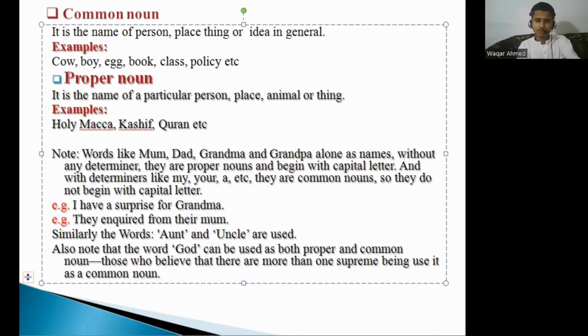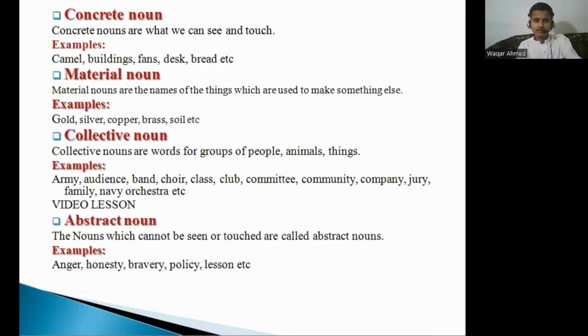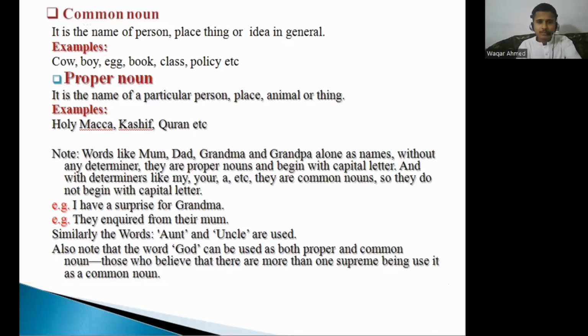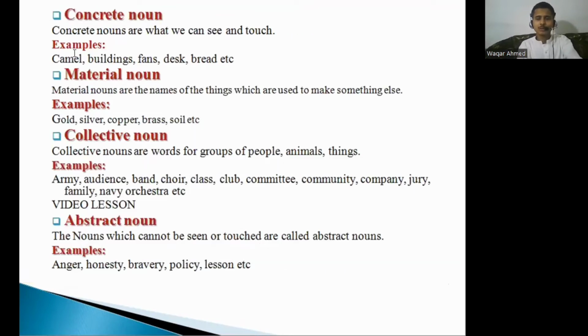Now let's move very quickly ahead. We are running out of time, I think. So this slide has been done. Moving towards the next is concrete noun. What is a concrete noun? Concrete nouns are what we can see and touch, or not. The definition should not be limited only to this. I would say anything that you could experience through one of your five senses is actually a concrete noun.